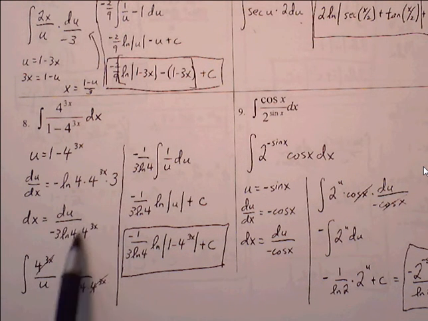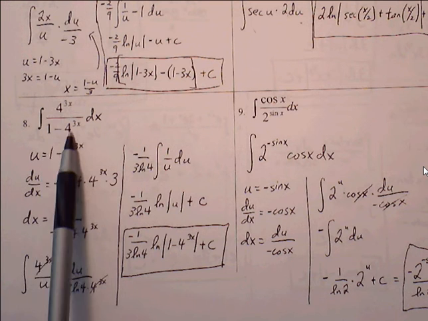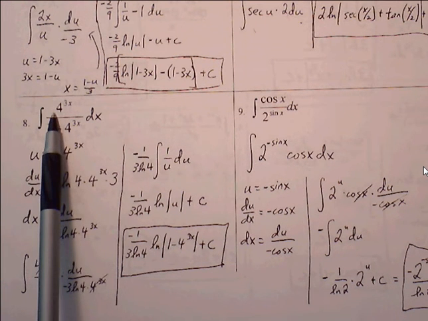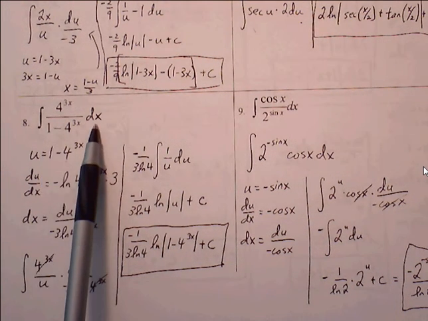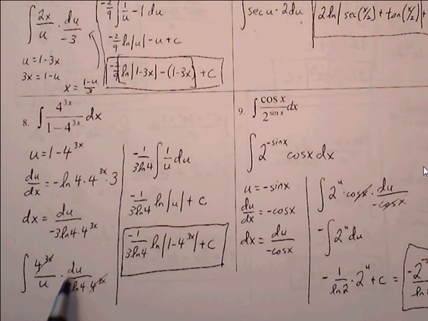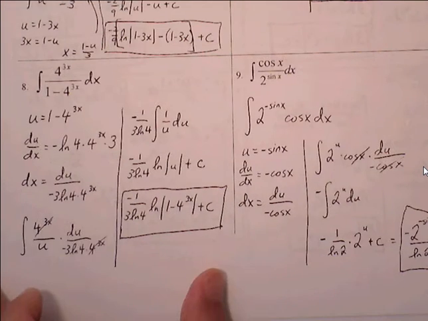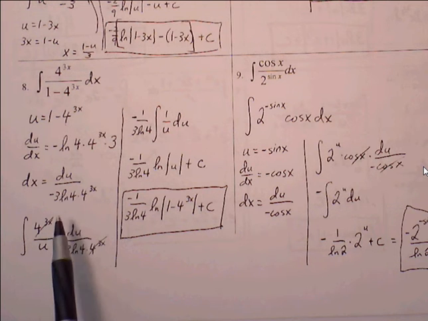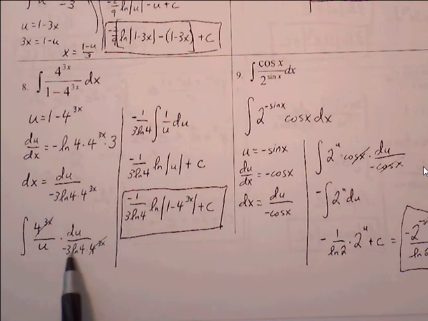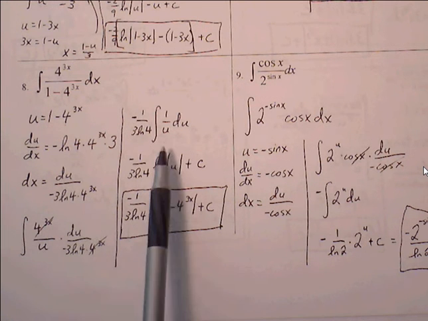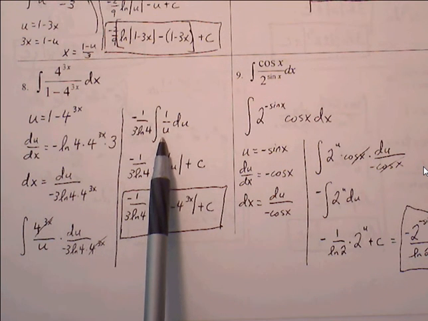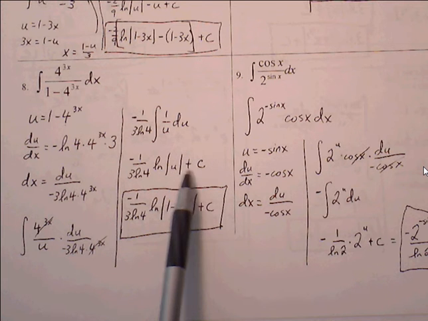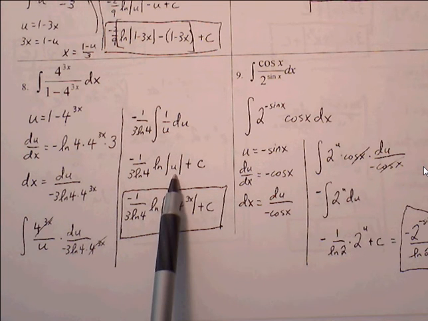Let's make our substitution here. Denominator gets replaced with u. 4 to the 3x stays initially. Dx gets replaced with du over negative 3 natural log of 4 times 4 to the 3x. Notice the 4 to the 3x cancels out. Negative 3 natural log of 4, all this is just one number that we can pull out in front. And the integral of 1 over u, now we have a nice rule for 1 over u, which is natural log of the absolute value of u plus c. And then now replace our u value back in terms of x.